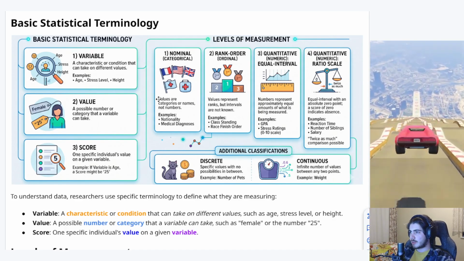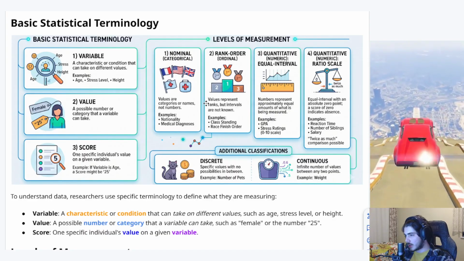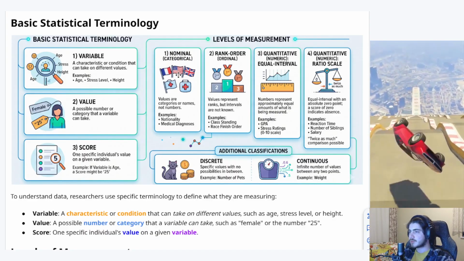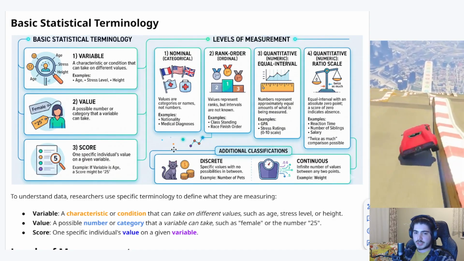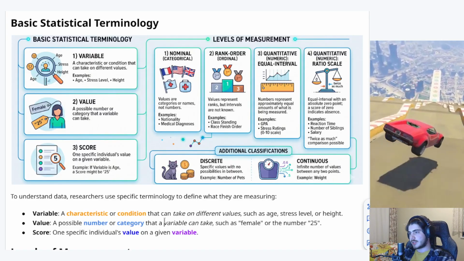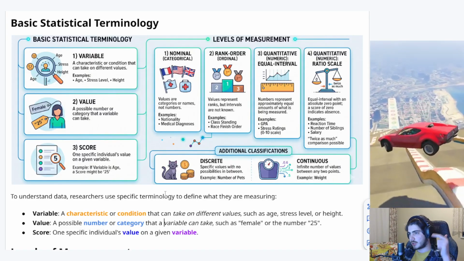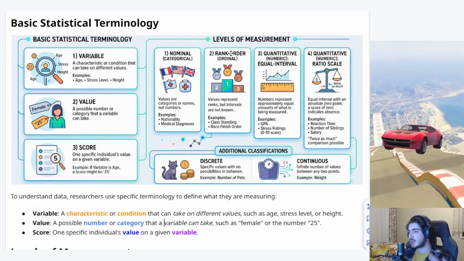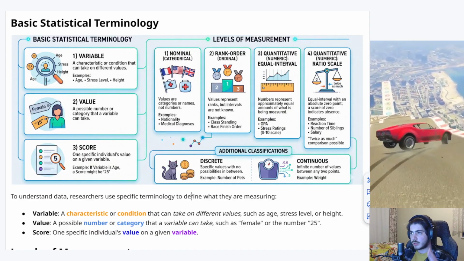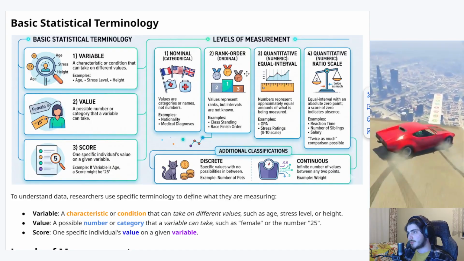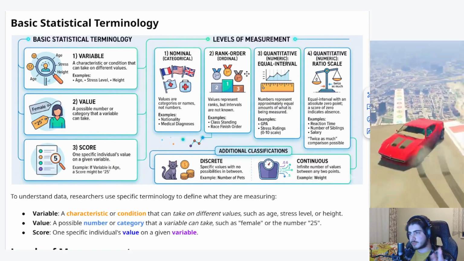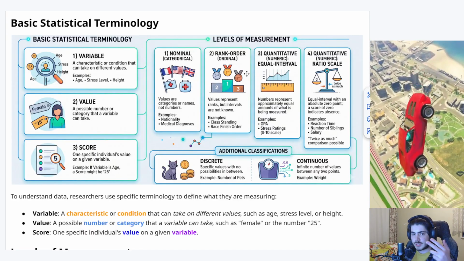Now we have 4 different levels of measurement. The first one, as I said, is nominal, which is just categorical. What are these? Country, nationality, medical diagnosis, etc. The second one is rank order. These represent ranks, like first place, second place, etc.